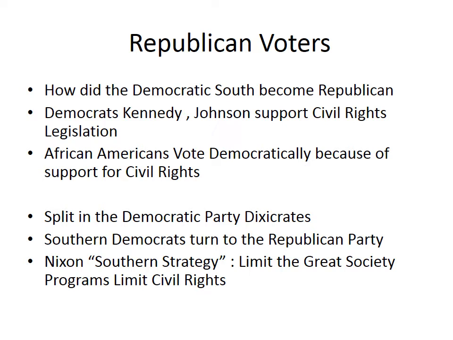So Nixon employs what is called the Southern strategy, and the Southern strategy is to say that he's not going to enforce the Civil Rights Act, or he's not going to enforce the Voting Rights Act, and he's going to get us out of Vietnam. That pulls those voters, the conservatives, away from the Democratic Party into the Republican Party, and he wins the election.